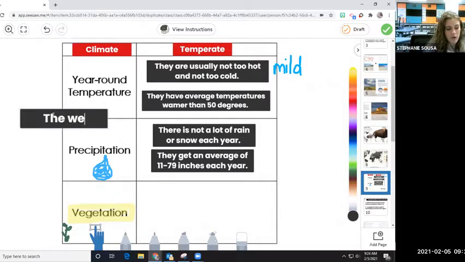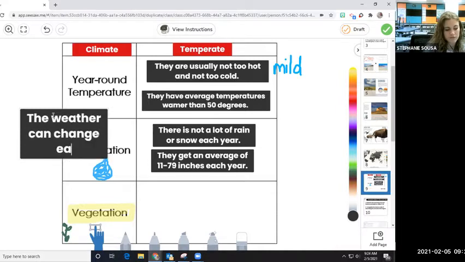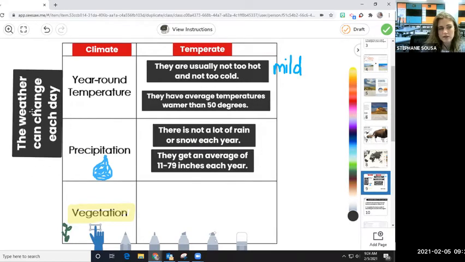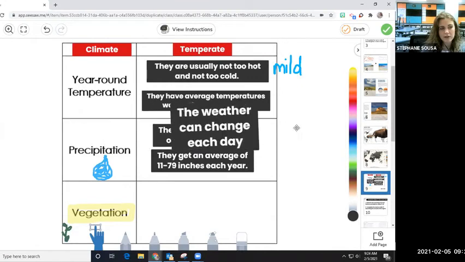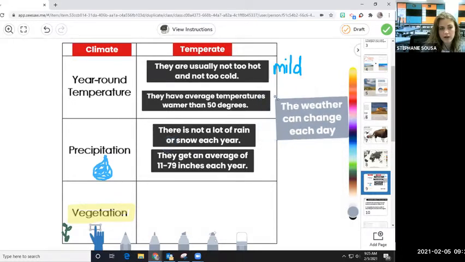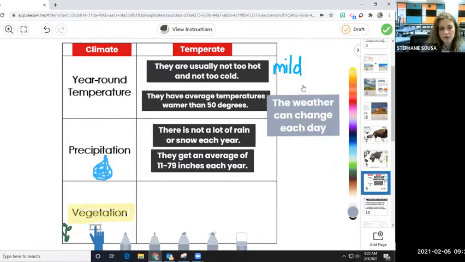So the weather can change each day. And then I'm just going to turn that. I won't yet so you guys can read it. I'm going to turn that and put it in both boxes because the temperature can change as well as if it's raining or not. Okay, so I'm going to put that in both boxes. The weather can change each day. Go ahead and add that text box. And then I'm going to put it in both because the precipitation can change as well as the year-round temperature can change.